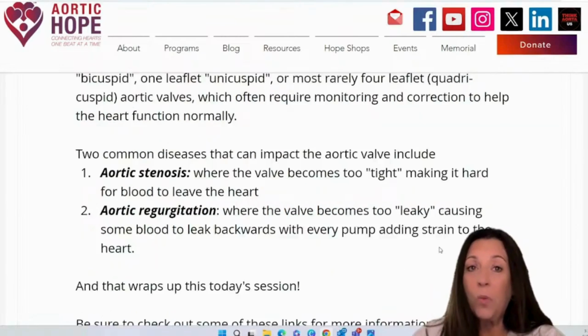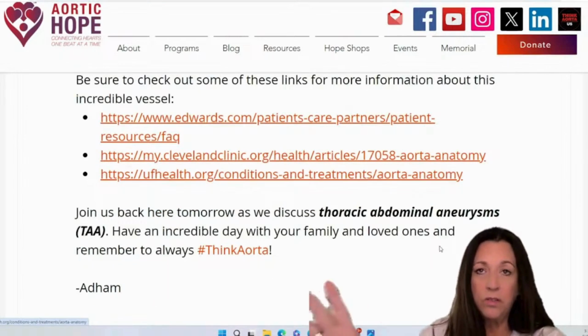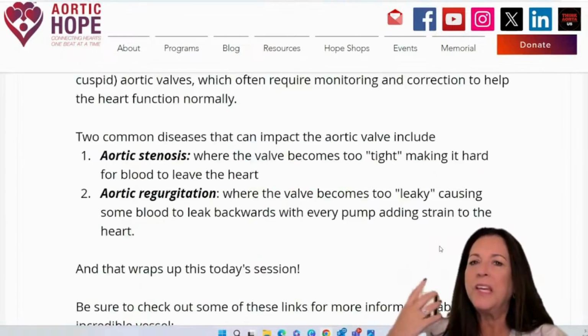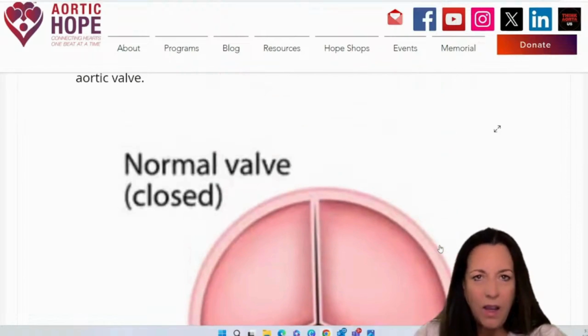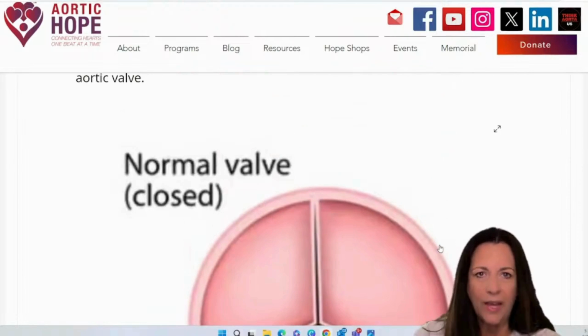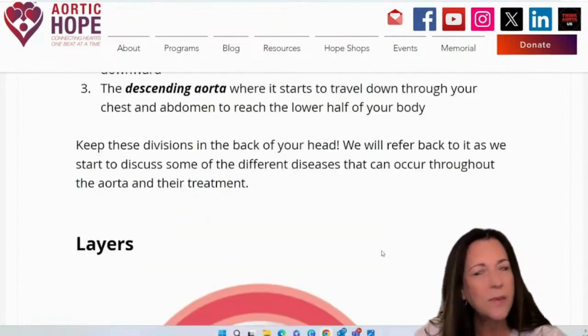So that was all I wanted to bring up from the first one. There's a lot of links in here that you can look at, but it gives you a good sense of the overall anatomy of the aorta and of the valve. Okay, that's a great way to start off Aortic Disease Awareness Month.